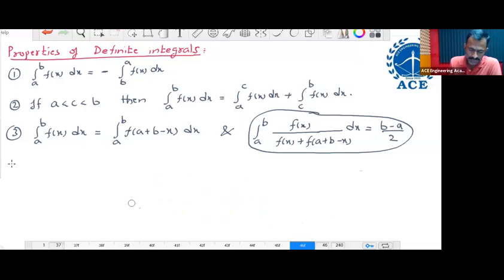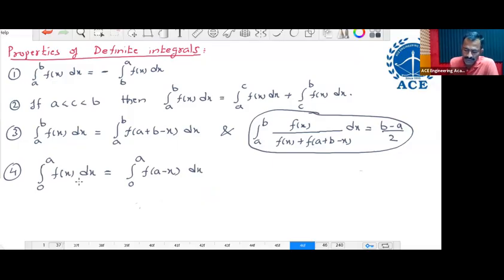Okay. Next, property number 4. Integral 0 to a f of x dx equal to integral 0 to a f of a minus x dx. We can get this from the previous one just by substituting a equal to 0, b equal to a. In place of a, 0, in place of b, a. Then 3 becomes 4 like this. We can get 4 from 3 for a equal to 0 and b equal to a. Both are the same. It is a particular interval 0 to a, whereas the other is any interval a comma b.